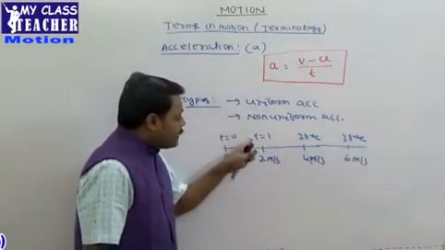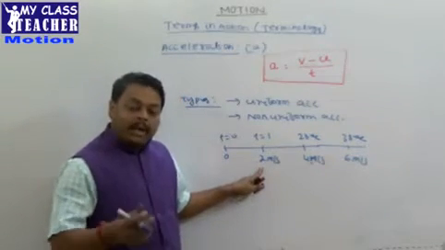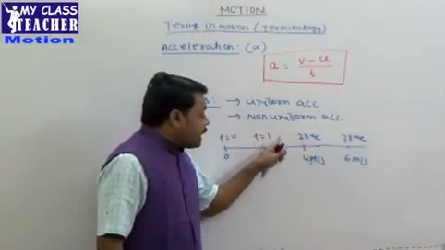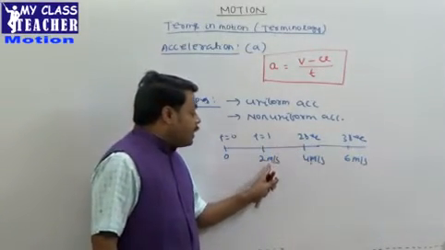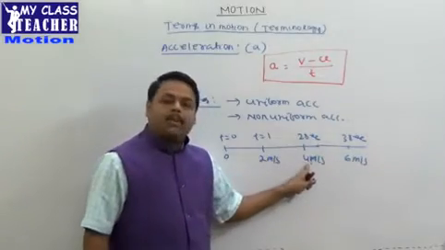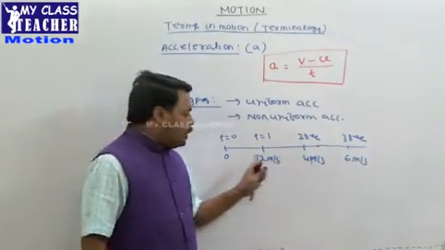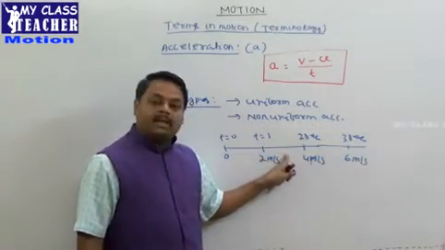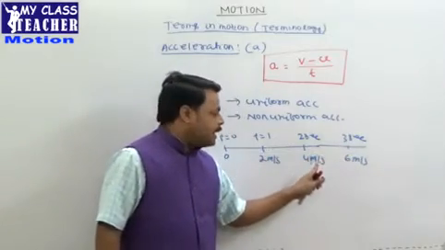That means in the first 1 second interval, velocity is increasing from 0 to 2 meter per second. So increment amount is 2 meter per second in 1 second. 1 second और 2 second के बीच में time interval is 1 second. Increment in velocity is from 2 meter per second to 4 meter per second. So here increment is 2 meter per second in 1 second. Here also increment is 2 meter per second.